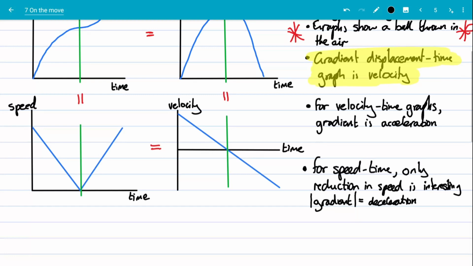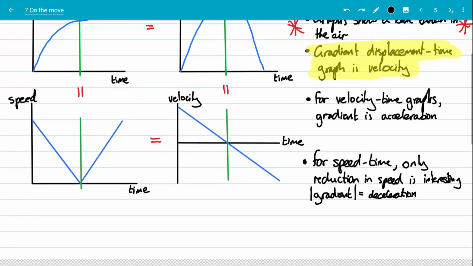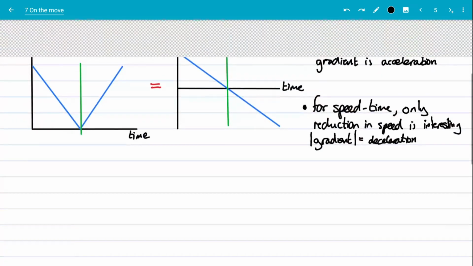But the increase, this part here, just gives us the gradient of that, which is just the magnitude of the acceleration. So velocity time graphs are far more useful because of the directionality. Okay, fine. There's other information that we can pull out of these graphs. So for velocity time graphs, let's do it like this, sorry.